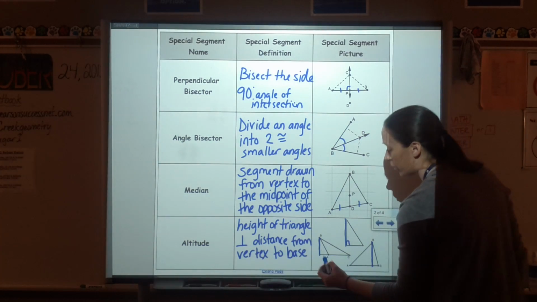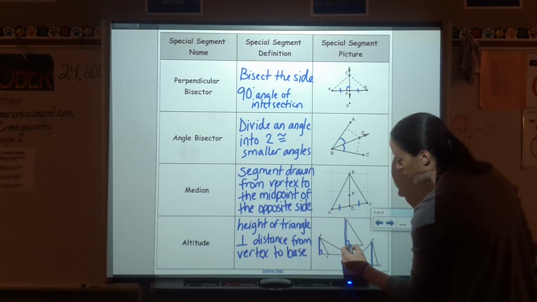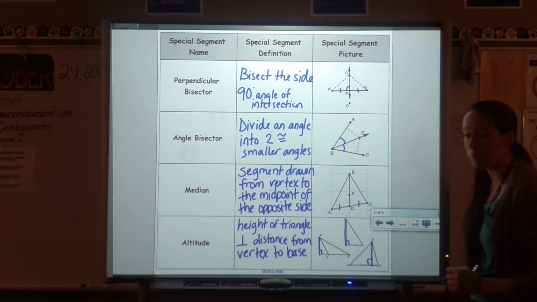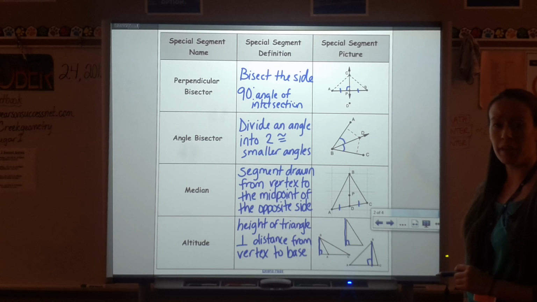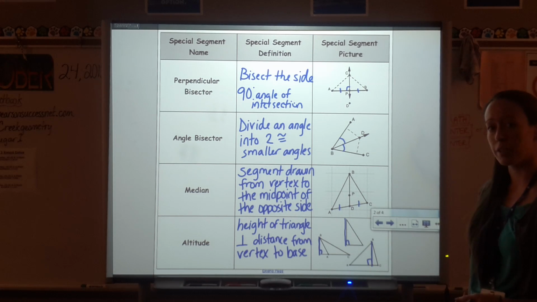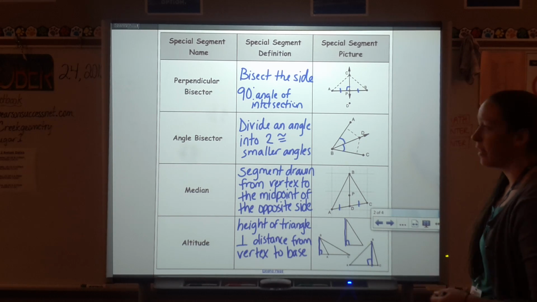Finally, it is the perpendicular distance, so we can say that all of our altitudes are perpendicular to the base. If you need to pause to jot down any final notes or any questions you might have for your teacher, please do so, and then press play again.